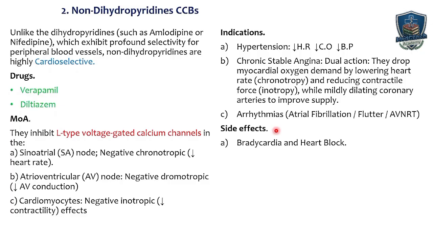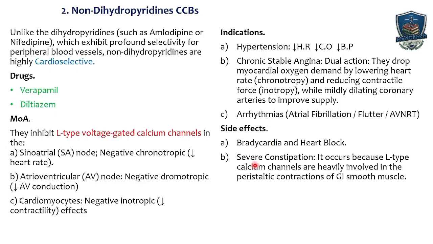Side effects: number one, obviously they lead to bradycardia because of the negative chronotropic effect. They also mostly lead to severe constipation. Remember, we also have calcium channels in our GIT, and calcium helps with peristaltic movement and contractions. So if you block these channels, you may cause constipation. You have to check for constipation when the client is on calcium channel blockers.